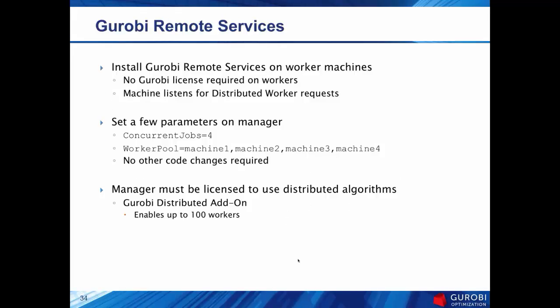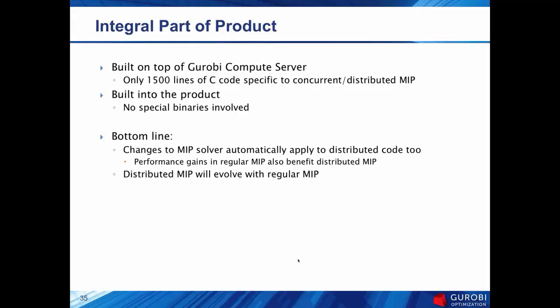So the Gurobi distributed concurrent MIP algorithms and the distributed concurrent algorithms are an integral part of the product. They're built on top of another feature that we call Gurobi Compute Server. And in fact, there's only about 1,500 lines of C code that are specific to the concurrent and distributed MIP. And the nice part about that is because it's built into the C library, the distributed algorithms are available to all of the Gurobi interfaces, including MATLAB, including the modeling systems, and of course including the object-oriented programming languages such as Java, C++, and .NET.